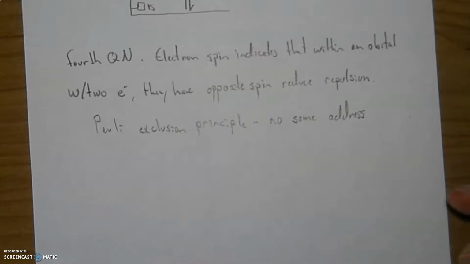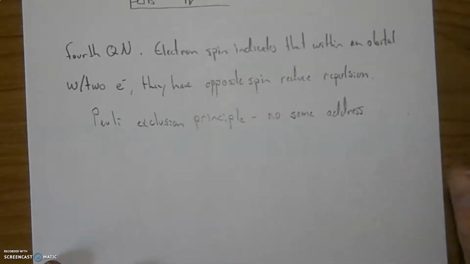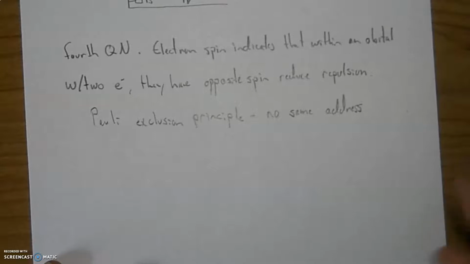So the electrons, each electron has its own unique address for quantum numbers. That last one is either a positive or a negative 1/2, just to distinguish that, yeah, they are found in the same orbital, but they're different. They run in different directions.